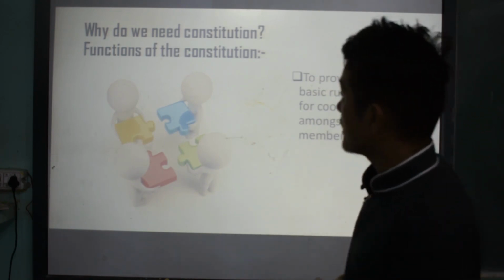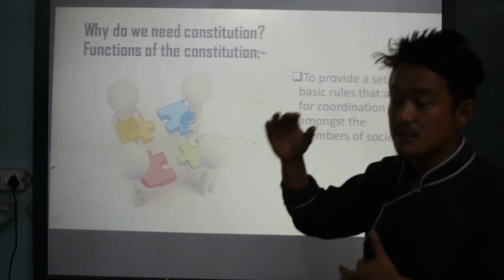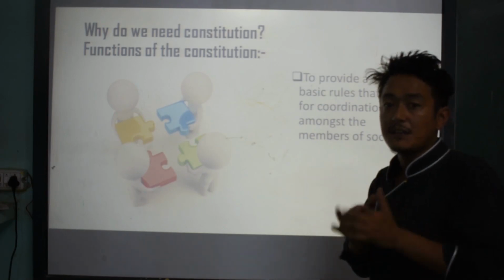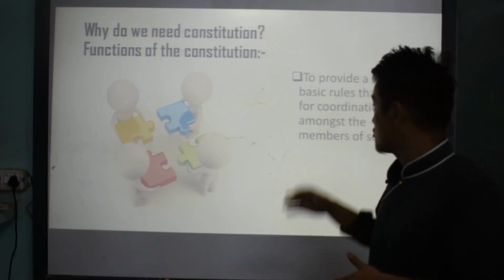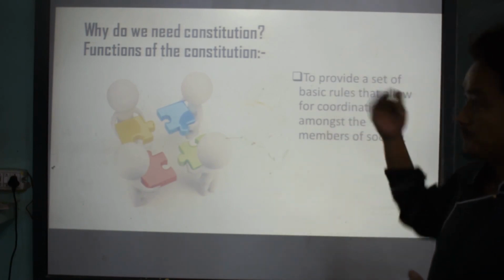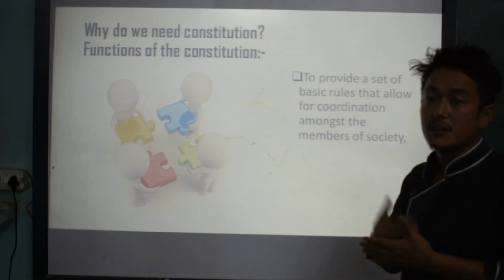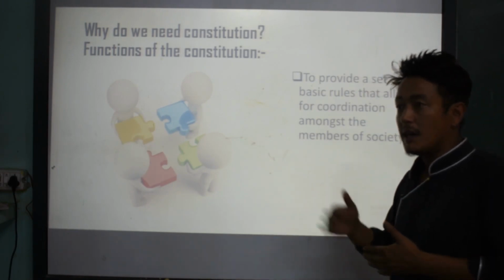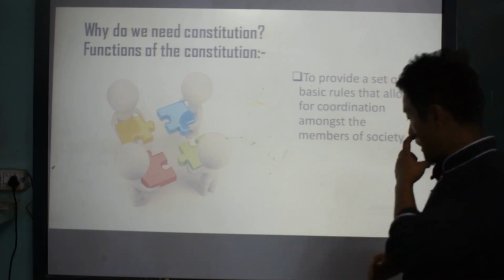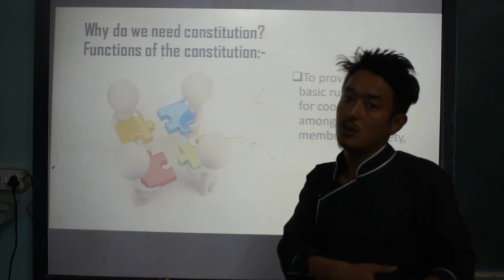All right. So it is very necessary to have a law. At the same time, there needs to be a certain institution to enforce those laws. Okay. So in order to have coordination among the members of the society, they need a certain law which is applicable to all the members of the society, and at the same time they need a certain institution to make sure to enforce those laws.